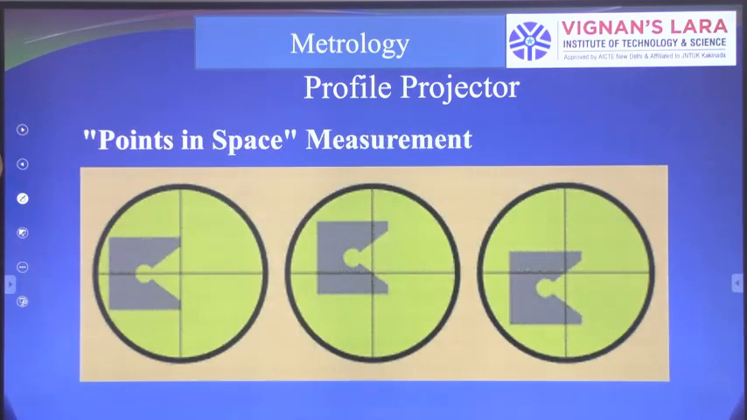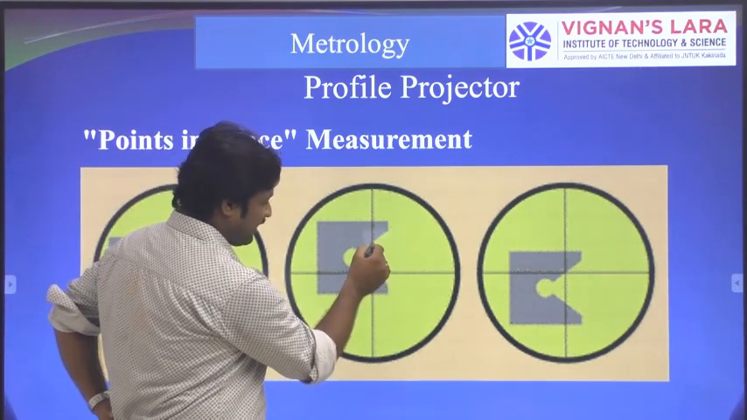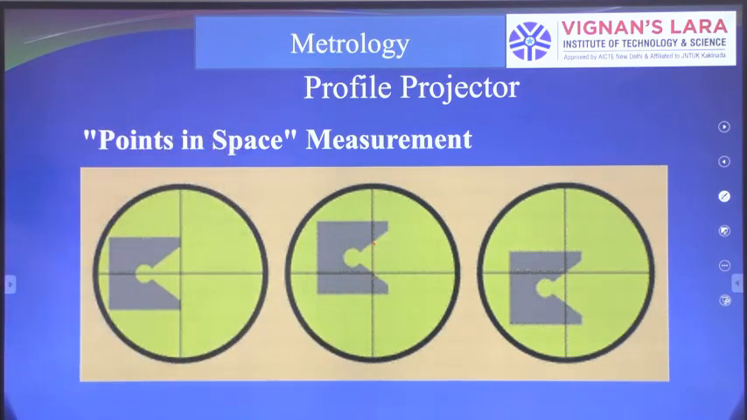So here, points in space. This profile projector can also be used for identifying the points at different locations. Here, the distance from here to here can be identified, or the points in space. Different locations can also be easily identified by means of this optical projector.